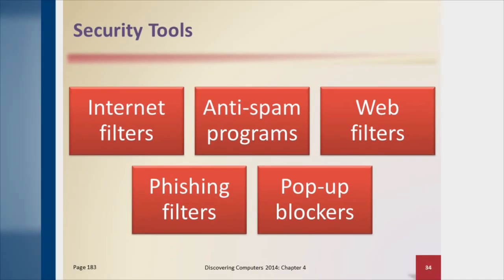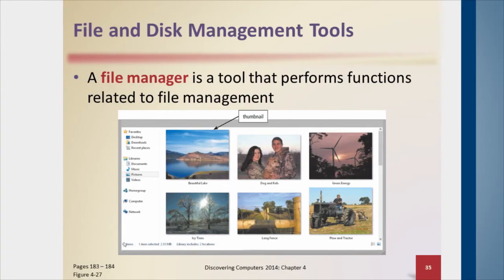Other security tools: internet filters, anti-spam programs, web filters, phishing filters, pop-up blockers. There's lots and lots of different security tools, and it really just depends on how elaborate you want to be. There's internet filters that help block certain sites. There's anti-spam programs, which are designed to stop spam before it ever gets to you. There's web filters to try to prevent you from going to certain websites. Phishing filters, for certain websites that try to collect information about you. There's filters for that. There's pop-up blockers. So there's lots of tools out there designed to help keep you from getting to those bad places.